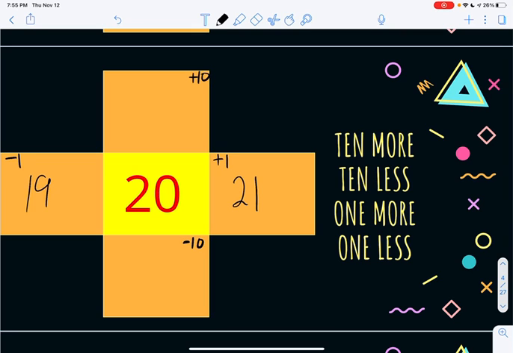What is 10 more than 20? Don't forget, we can skip count by 10 from 20. So 10, 20, 30. And then I already kind of gave the answer for 10 less. That would be 10 because that is the tens before 20.